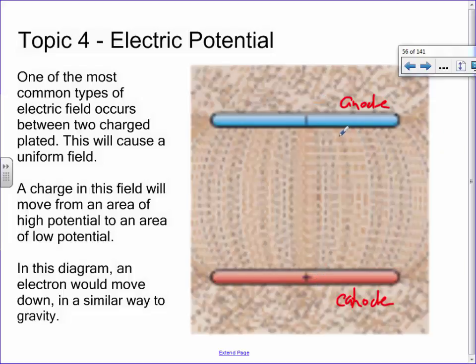Wouldn't that make sense? If you were to put an electron right here, sitting near a negatively charged object, what would the electron want to do? It wouldn't want to be near a negatively charged object, right? It would want to be repelled, and so the electron would go towards the positive.